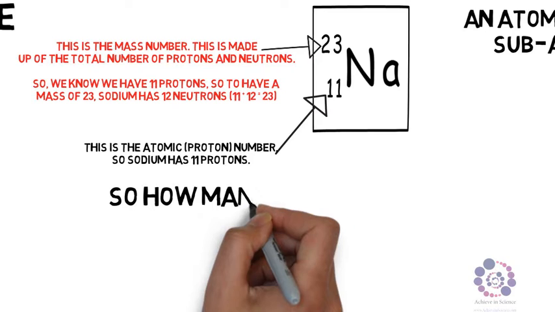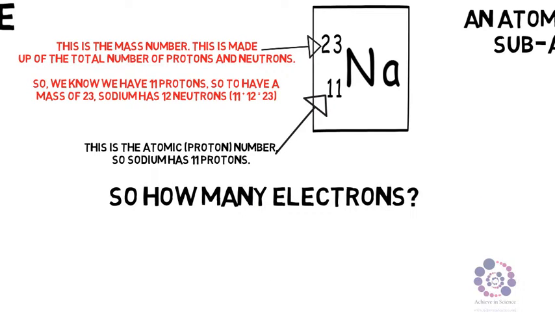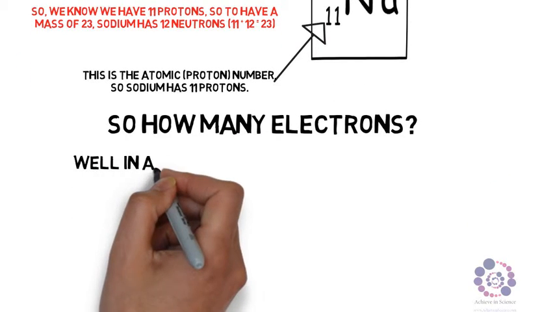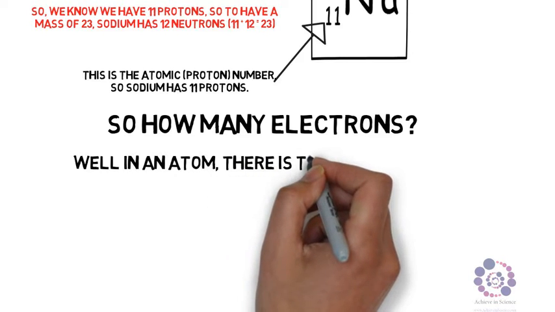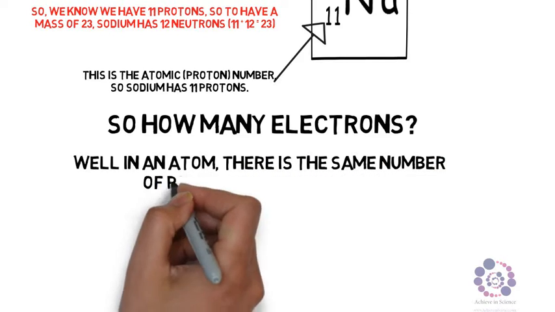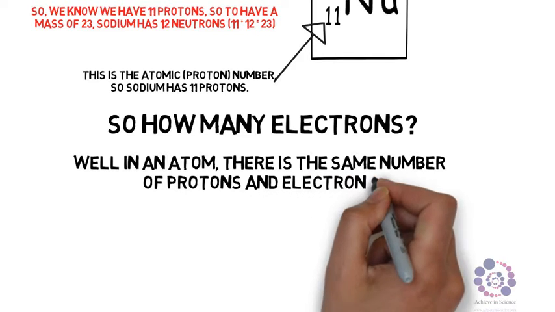So the next question is then, if we know the number of protons, we know the number of neutrons, how many electrons are there? Well, in an atom, there is the same number of protons and electrons. This makes the atom neutral.